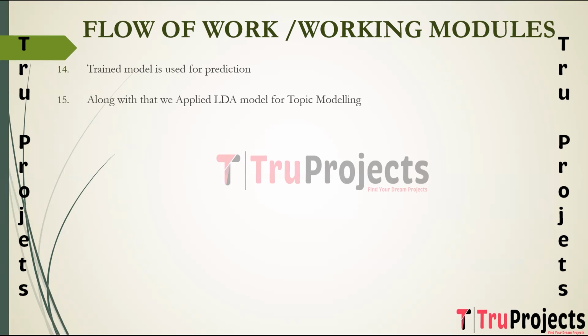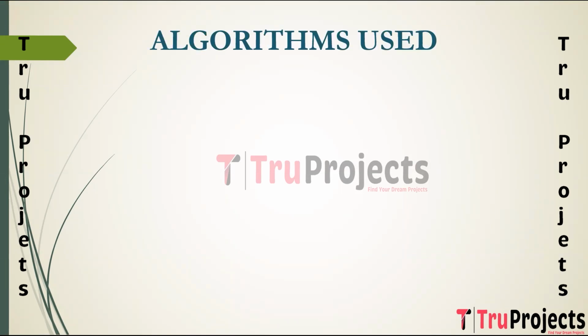LDA model for topic modeling. Here we applied Latent Dirichlet Allocation for topic modeling, which extracts thematic content from the user input. The last step is the final outcome is displayed through the frontend. Here we present the final sentiment prediction and the topic modeling results to the user through a user-friendly frontend, enhancing user interaction and understanding of the model's output. Now we will know what the algorithms used in the project are.